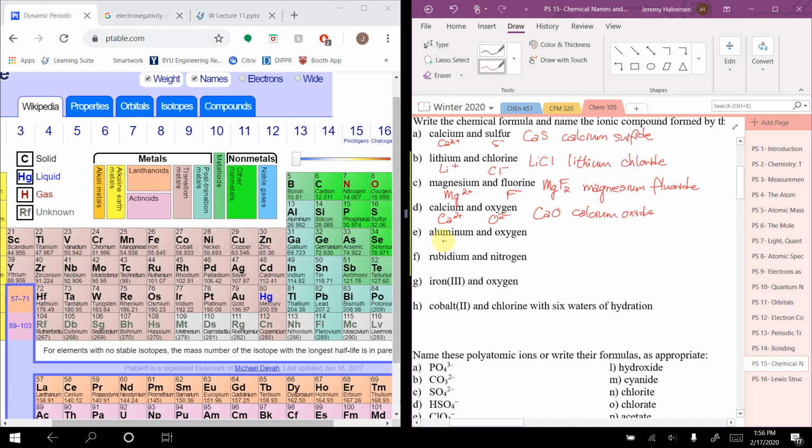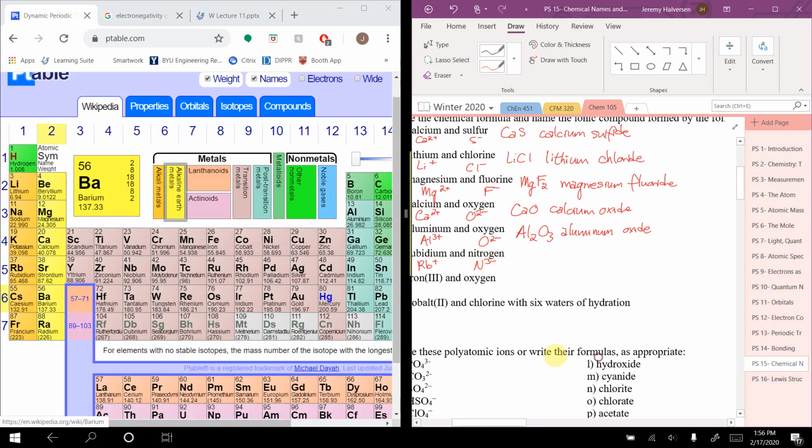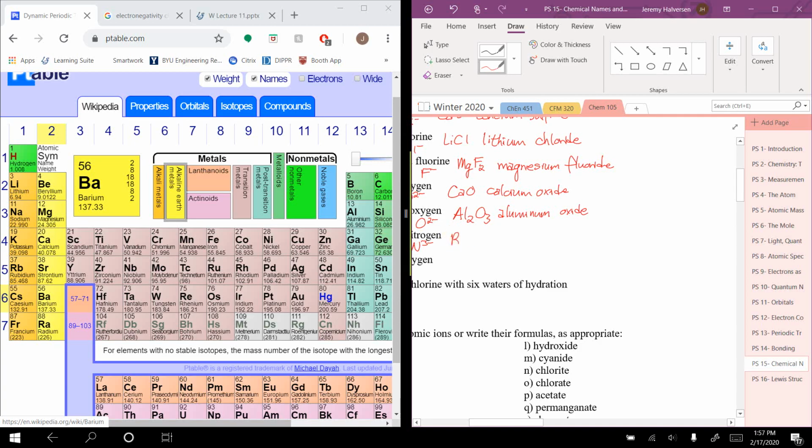So I'm looking at the charge. Aluminum 3+, oxygen 2-, so to balance that, I'm going to need Al2O3 for aluminum oxide. Rubidium is down here, forms a 1 plus, nitrogen forms a 3 minus, which leaves me with Rb3N, which would be called rubidium nitride.